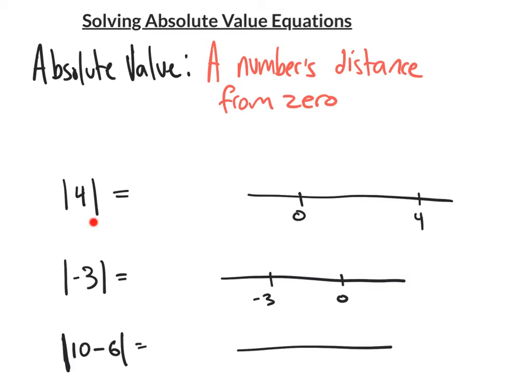The first one says absolute value of 4. Well, how far is the number 4 from 0? It's 4 units from 0. So my answer is 4.